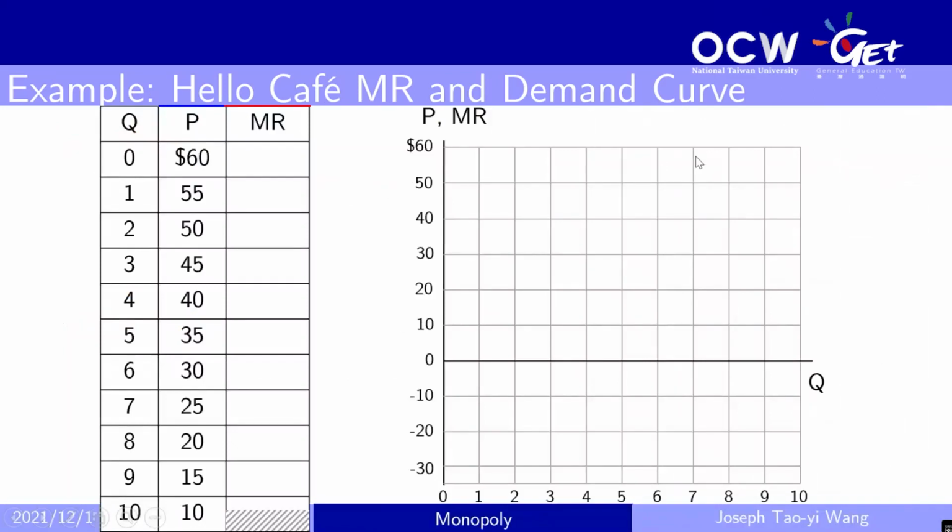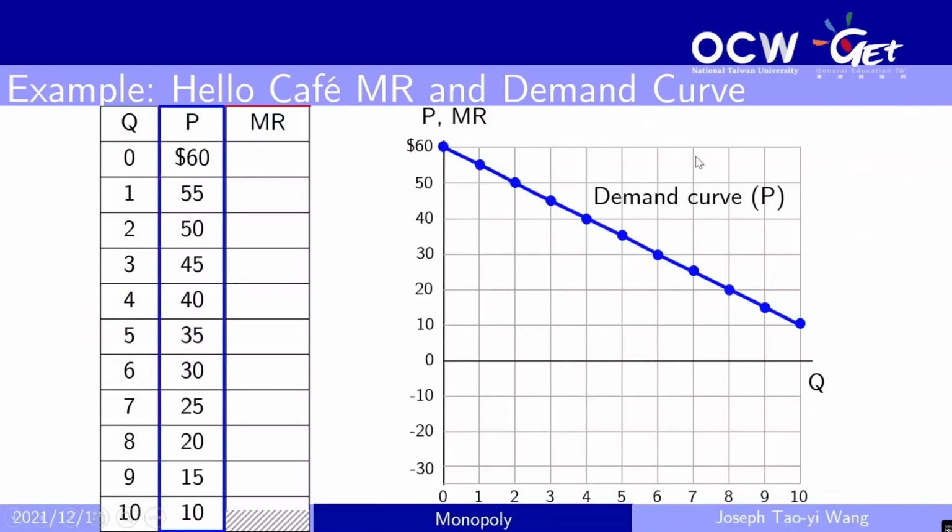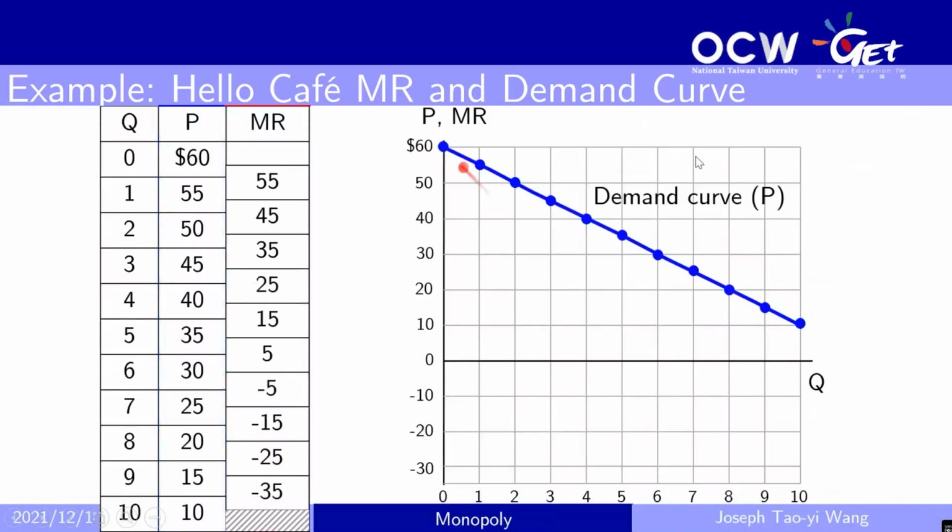All right, so let's look at HelloCalf's demand curve and marginal revenue curve. So here is the demand curve, and here is the marginal revenue table, so you can draw it and you get the marginal revenue curve. One thing I should note is that in this simple example, the demand curve is a straight line, and so the marginal revenue curve is also a straight line which has twice the slope. That's because it's a special case for a linear demand curve. In general, this may or may not be true.